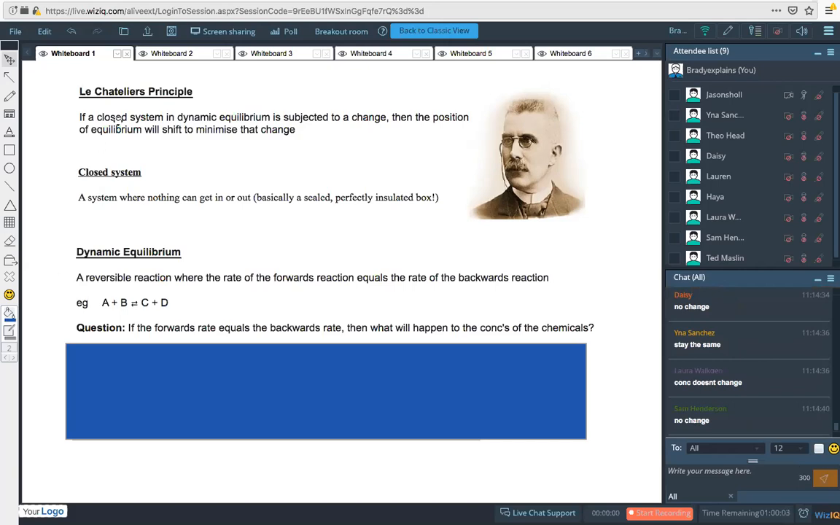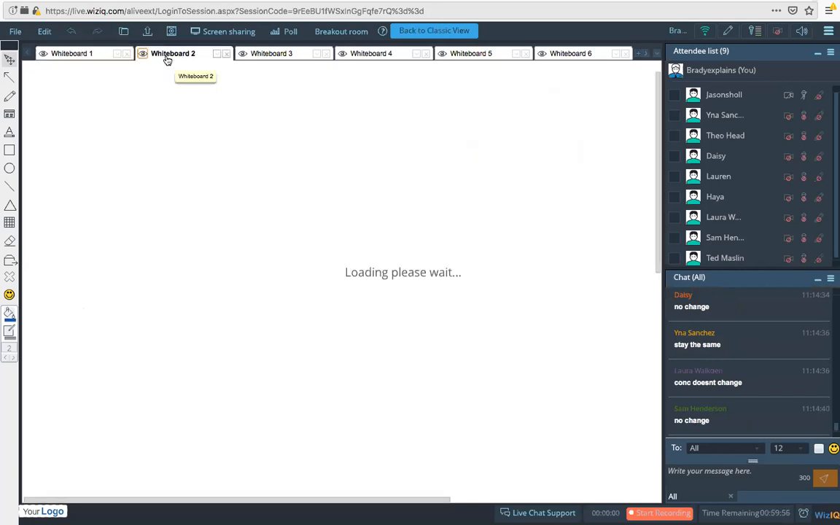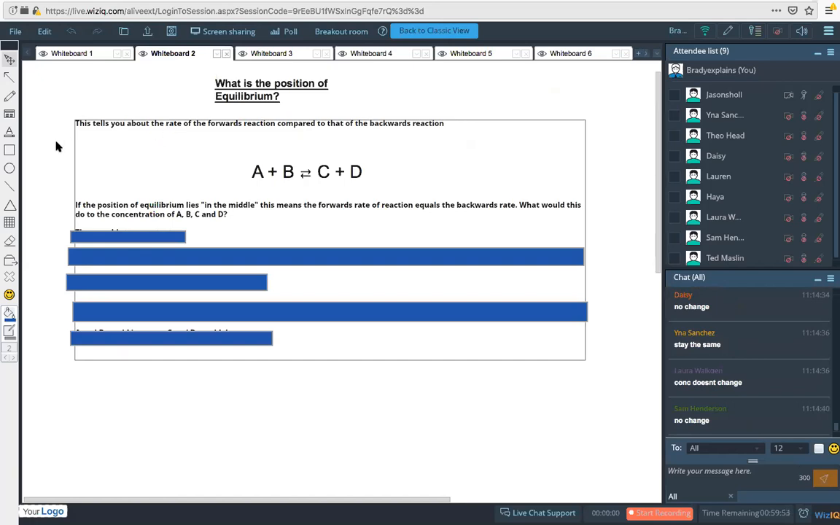Okay, excellent. So just one more keyword to go, and then we can come back to Le Chatelier's principle and talk about what it means. And this is by far the most important one. So this is the position of equilibrium. So what this does, I'll just give a bit of an intro to it. This tells you about the rate of the forwards reaction compared to the rate of the backwards reaction.